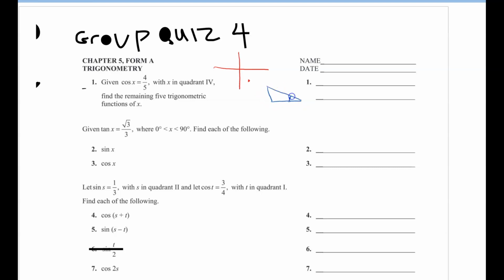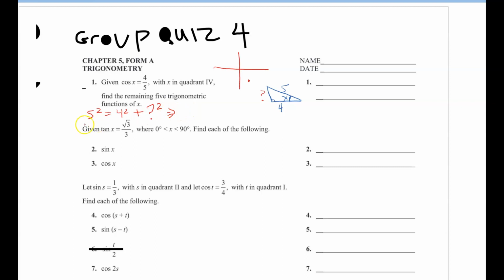Let x be one of the two angles other than the 90 degree. Cosine is adjacent over hypotenuse, so 4/5. Then you're going to find the third length by the Pythagorean theorem. So 5 squared is equal to 4 squared plus the third one. I'm going to put a question mark squared.